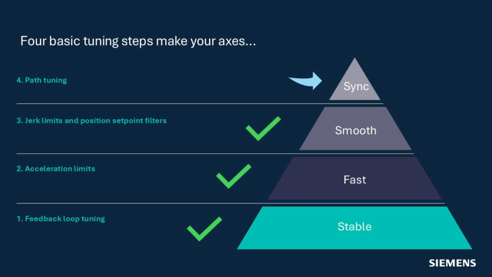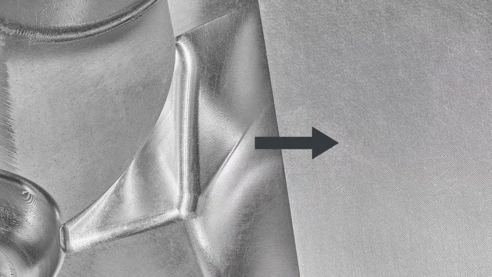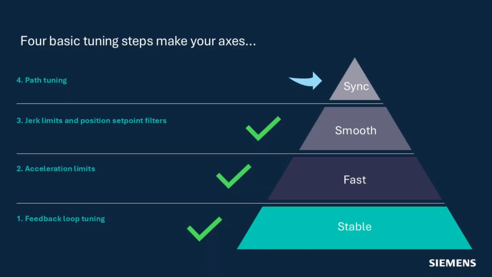That's it for jerk tuning. Your axis should now move smoothly without unwanted vibrations, while keeping cutting times as short as possible. In our next and final video, we'll focus on path tuning. This step will help you achieve the best possible contour accuracy and surface finish. Stay tuned.